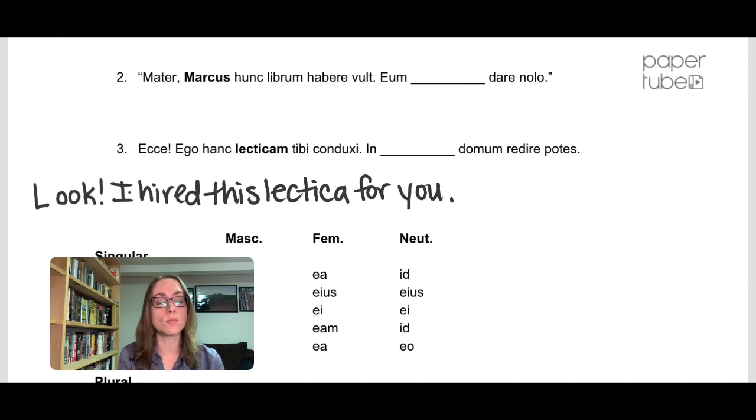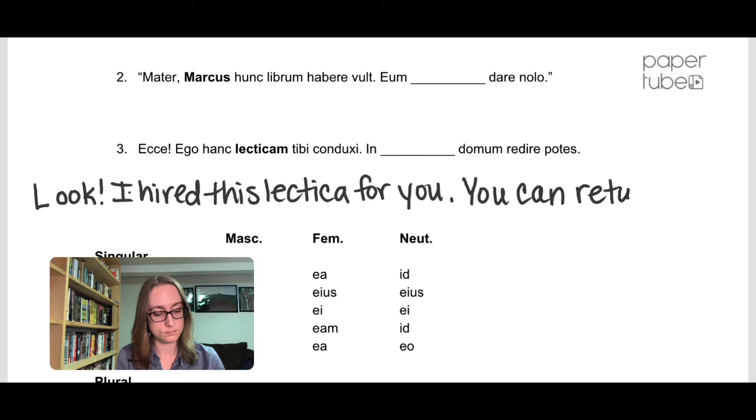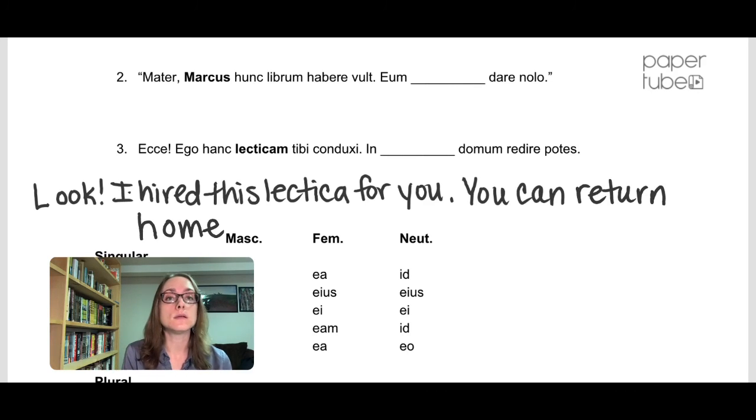In blank domum redire potes. You are able, potes, or you can. Redire is return or go back. Domum, home. And then in it. So we translated the sentence.